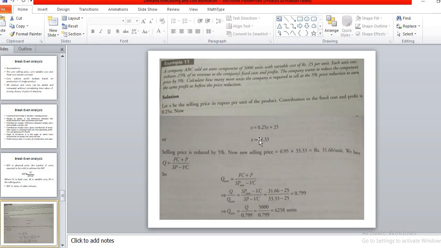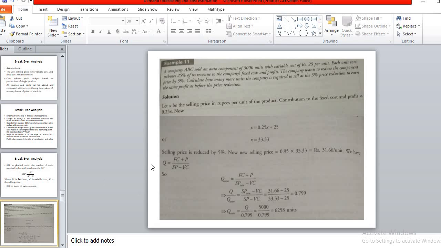Now this selling price is reduced by 5%. The new selling price becomes 0.95 into 33.33, so the new price is 31.66. Now with this new price, how much quantity should increase so that profit remains the same?